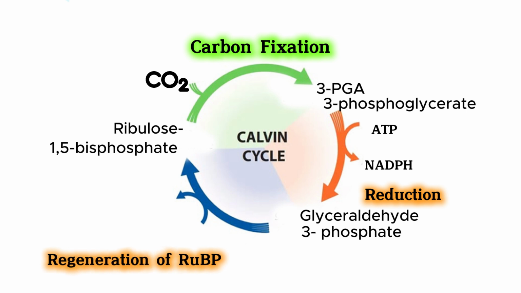Stage 3, regeneration of RuBP. What happens? The remaining G3P molecules are used to regenerate RuBP, the molecule that started the cycle. This regeneration step ensures that the Calvin cycle can continue capturing carbon dioxide. Energy use: ATP is again used in this step to rearrange the carbon atoms into RuBP.